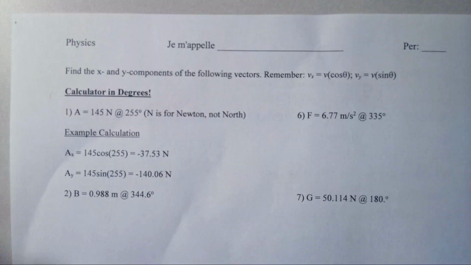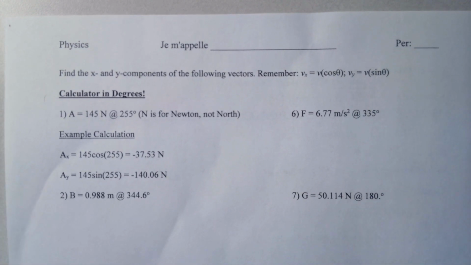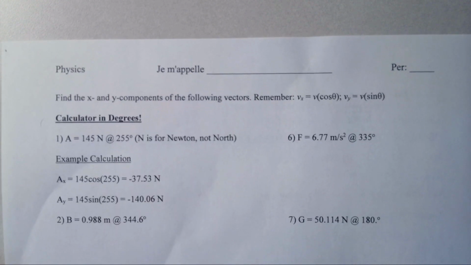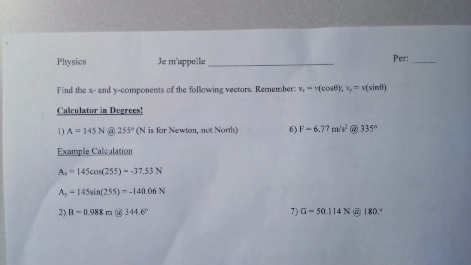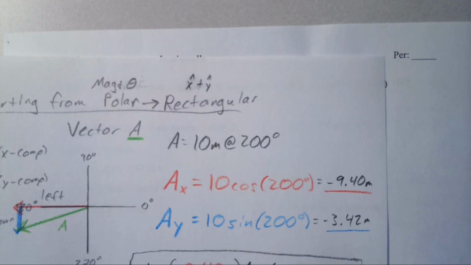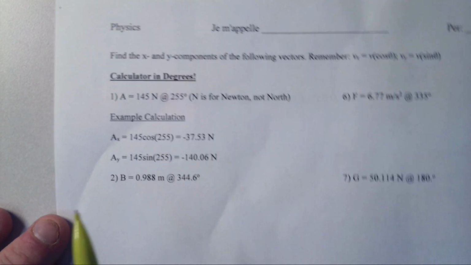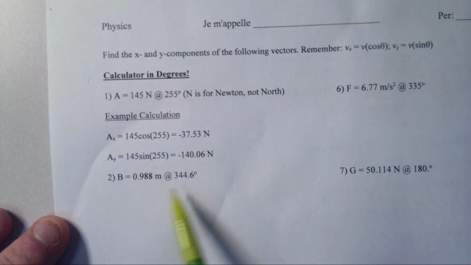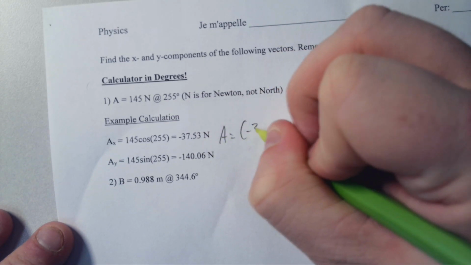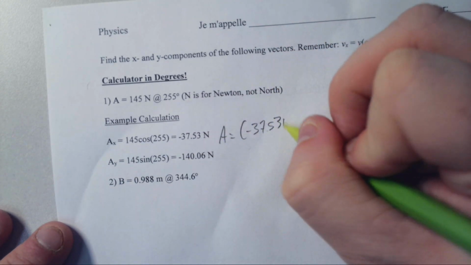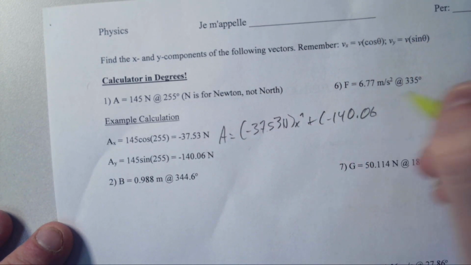So in this worksheet, once again, I'm not a French teacher, so I like to put some different things. I made an example here. So this is the front side. This is where you are converting into the components. So it says 145 N, N stands for Newton, not north. You convert it. Now I didn't have enough space here. You'd ultimately want to write it as A equals negative 37.53 newtons x hat plus negative 140.06 newtons y hat.